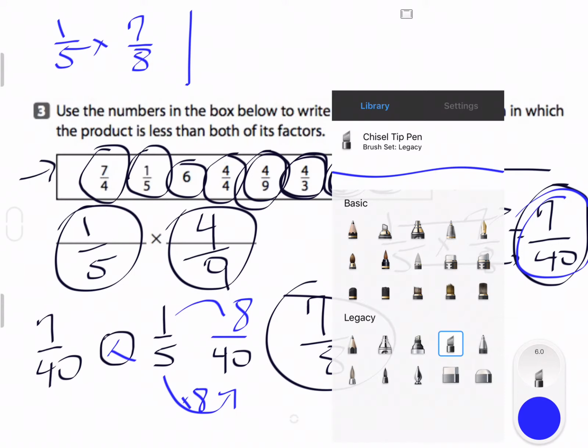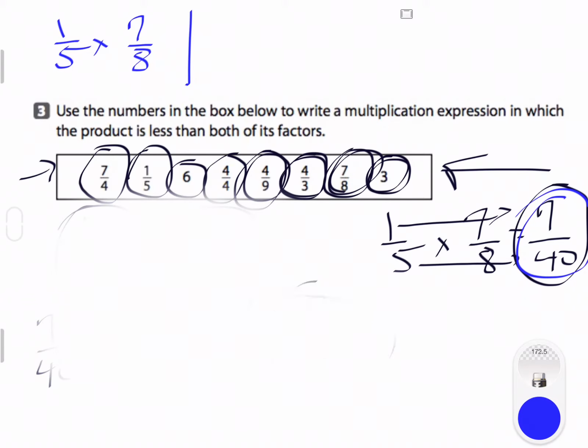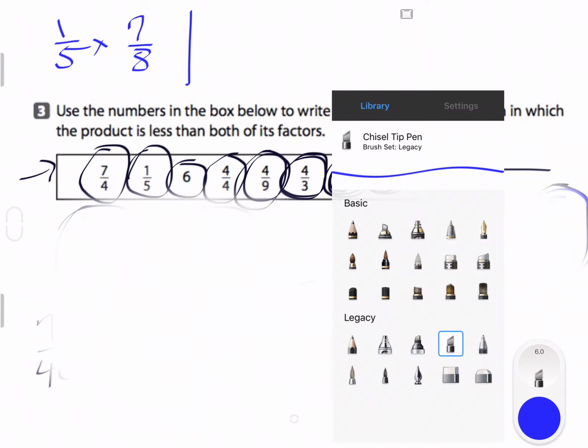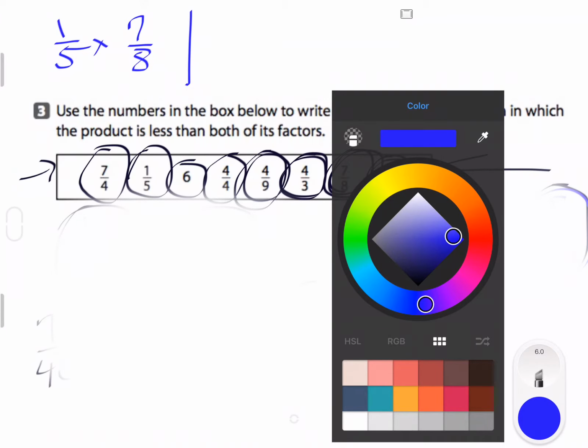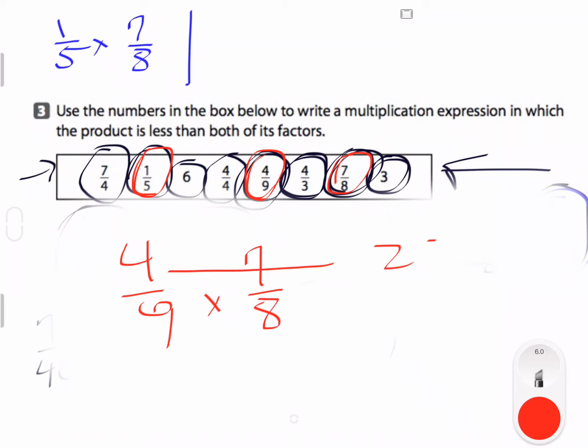Let's try another one, and I'm going to have to make myself some more space on the screen here. Let's remind ourselves of basically what I just erased, which is that 3 of these amounts are less than 1. That would be 1/5, 4/9, and 7/8. Let's try 4/9 times 7/8. 4 times 7 is 28. 9 times 8 is 72. So we have 28/72. We're going to want to reduce that.